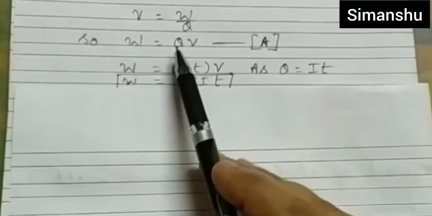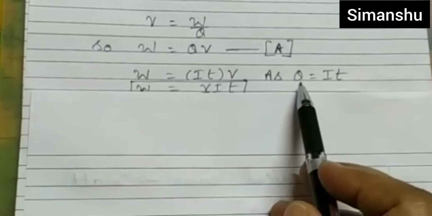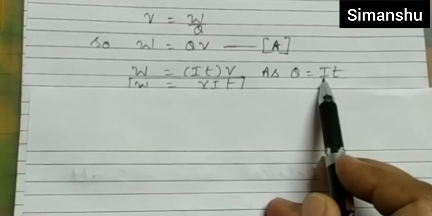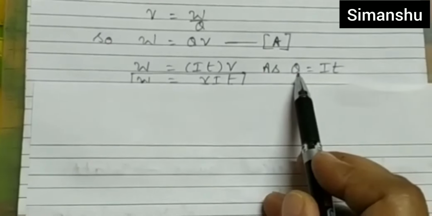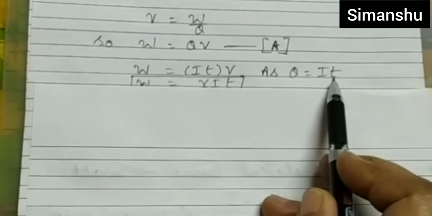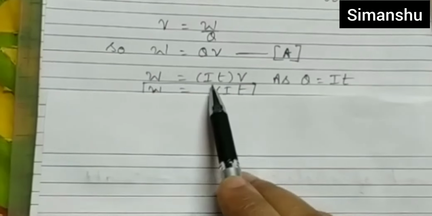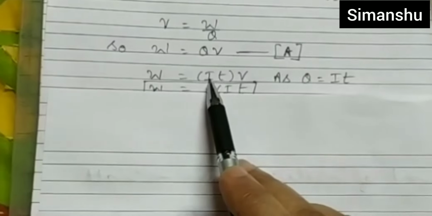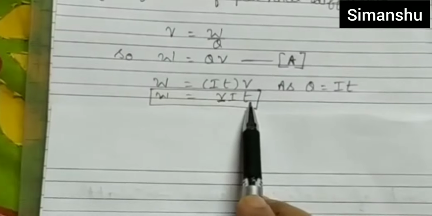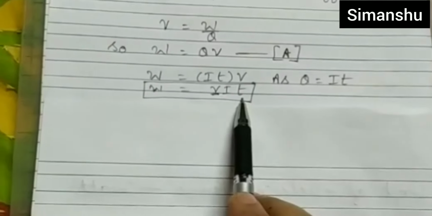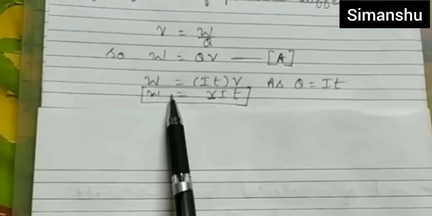First expression: we said W is equal to Q into V. As we know, Q is charge, it is equal to I into T, where I is the current flowing through the conductor and T is time. So charge is the product of current and time. If we put the value of Q in expression A, instead of Q writing IT into V, what we got? W is equal to V into I into T. So you got your first expression for calculation of electrical energy.